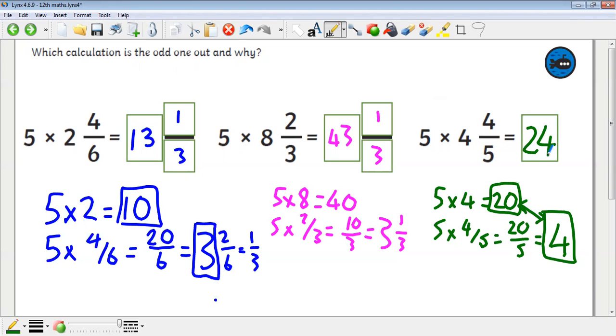24. So we can look here, we can see that the calculation of the odd one out is the one on the end in green, 24. It's the only one that has an answer that's a whole number. And the other two also have fractions that are the same at the end. Okay, they've both got a third.